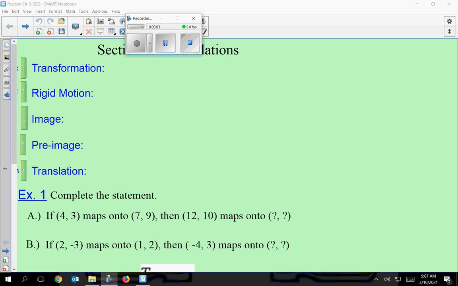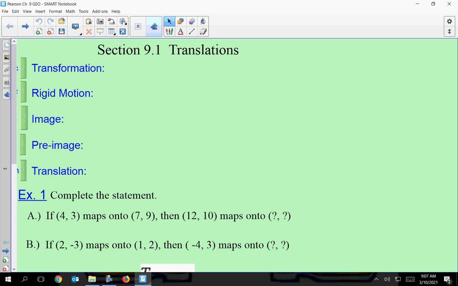Okay, everybody, this is chapter 9, section 1. This chapter is about taking different figures. Typically, we'll do a triangle or points or a line, and we're going to move them on a graph. So there's a bunch of different ways that we can do that.